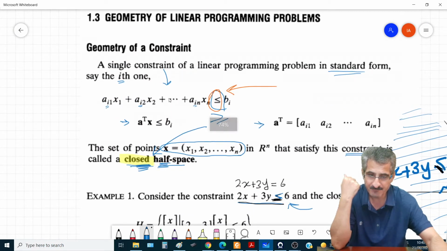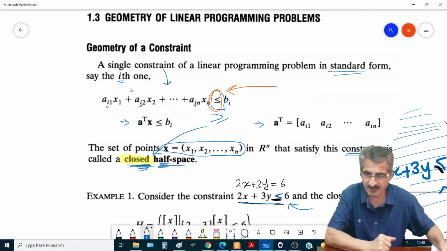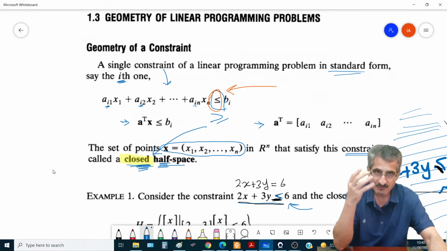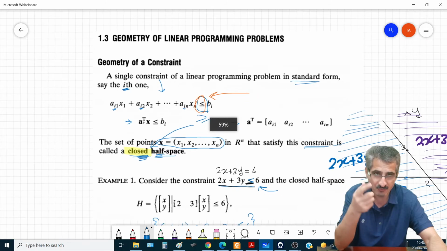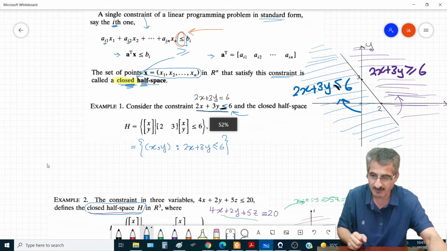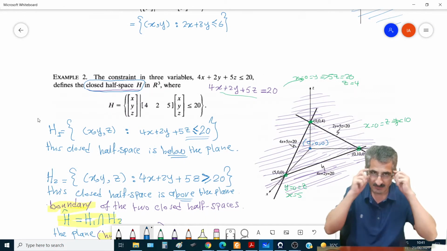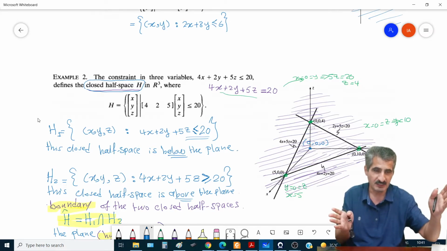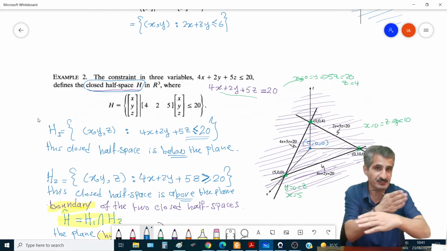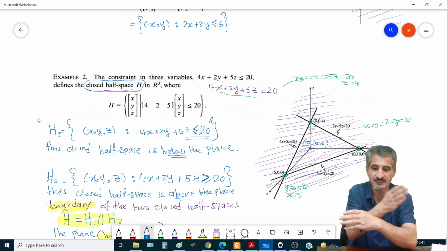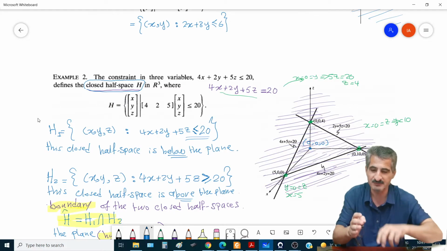You see this here? Here I assumed I have one of the constraints. Now I am working with only one of the constraints. We want to know how to deal with one constraint, then we deal with a set of constraints together. Naturally, if I have one constraint, then I have two closed half spaces. If I have two constraints, this one has a closed half space, the required one, and this one has the required one.